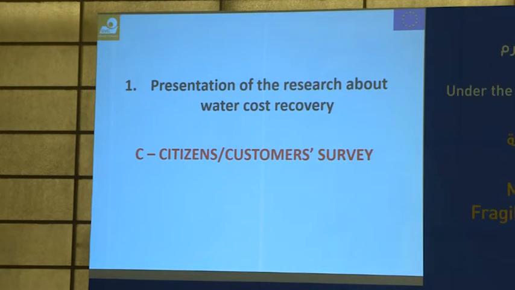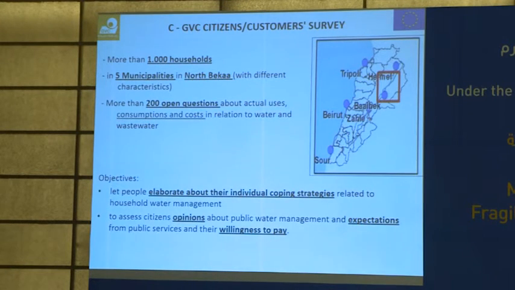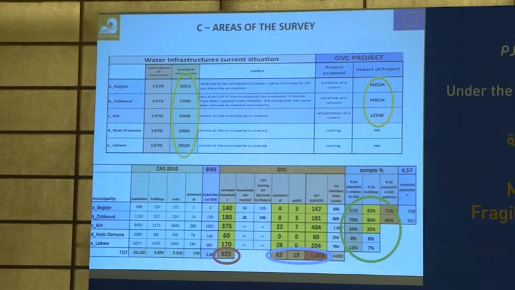The third part of the research is where we went to interview the citizens. As you can see, in the northeast part of Lebanon, in North Bekaa, in 5 municipalities, a survey was conducted with 1,000 households. It was a long interview for each household, almost 1 hour, to let them go through, with open questions, all the different aspects of their household management and to know their expectations and their willingness to pay. This survey has been conducted in 5 municipalities.